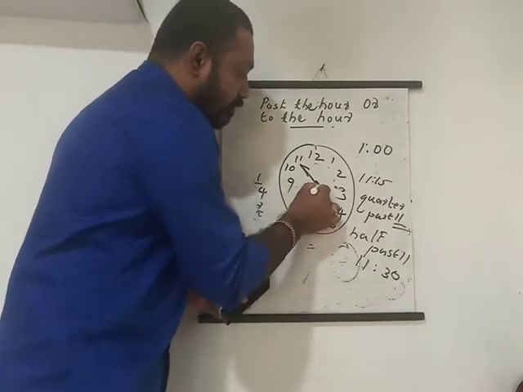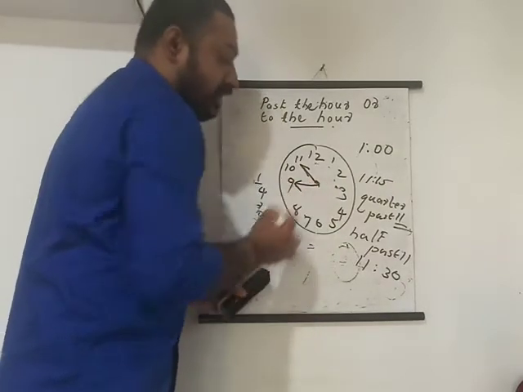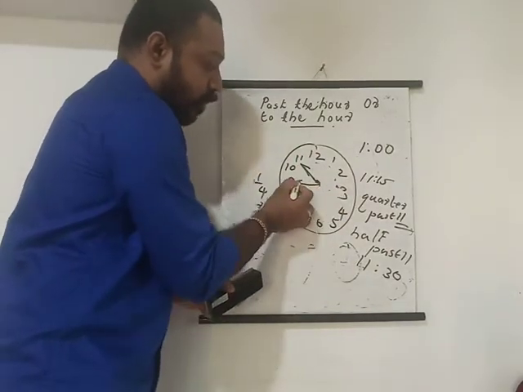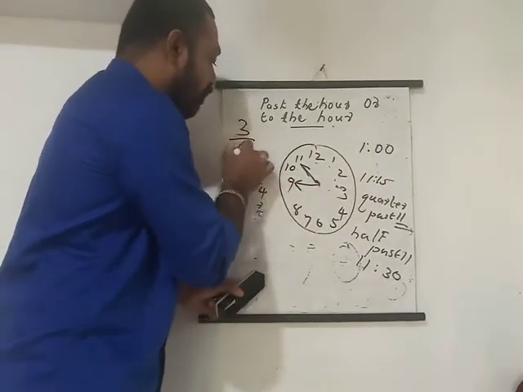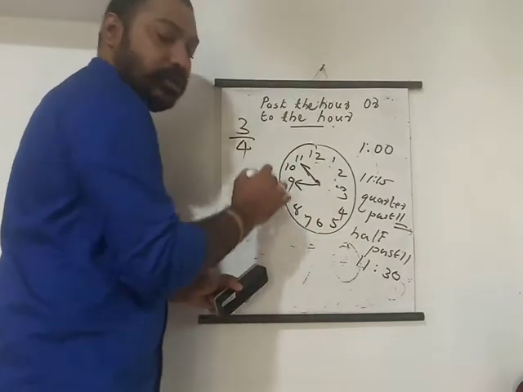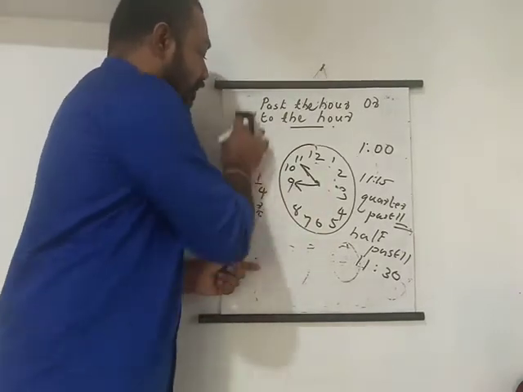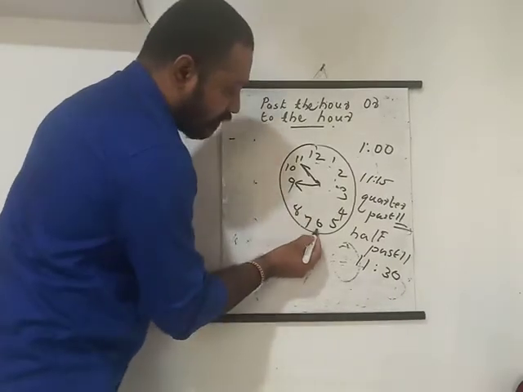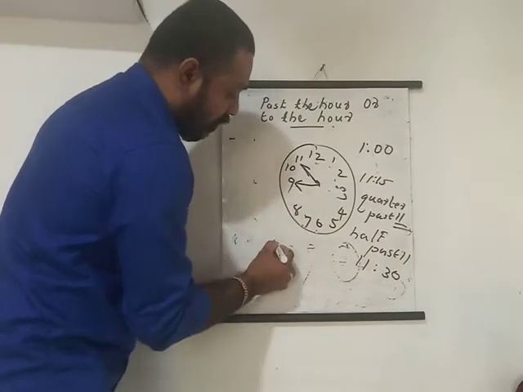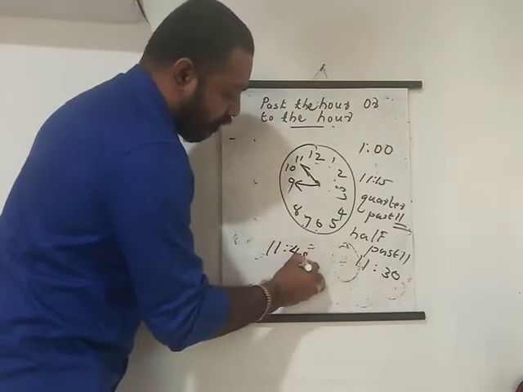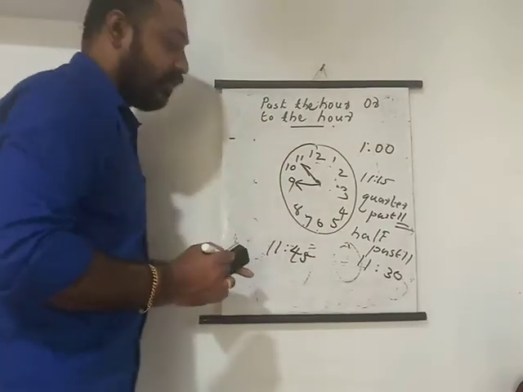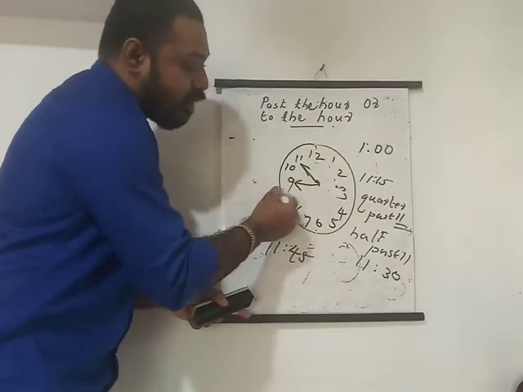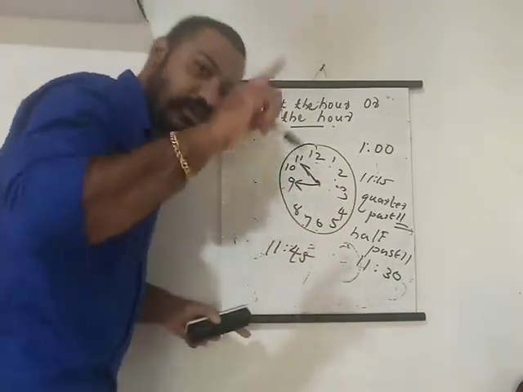It completes its 3/4. Isn't it 3/4 part? That means quarter, half, 3/4. 3/4 means 3/4 parts of its rotation. Okay, so we can read this as it is. What is the time? 30, 35, 40, 45. So our hand is on 11, 11:45 we will write, and we can say that this is 45 minutes past 11.